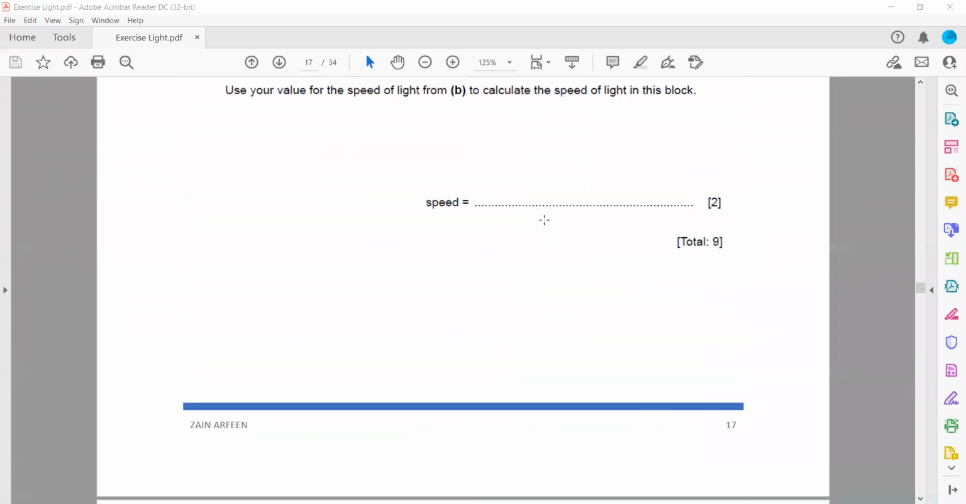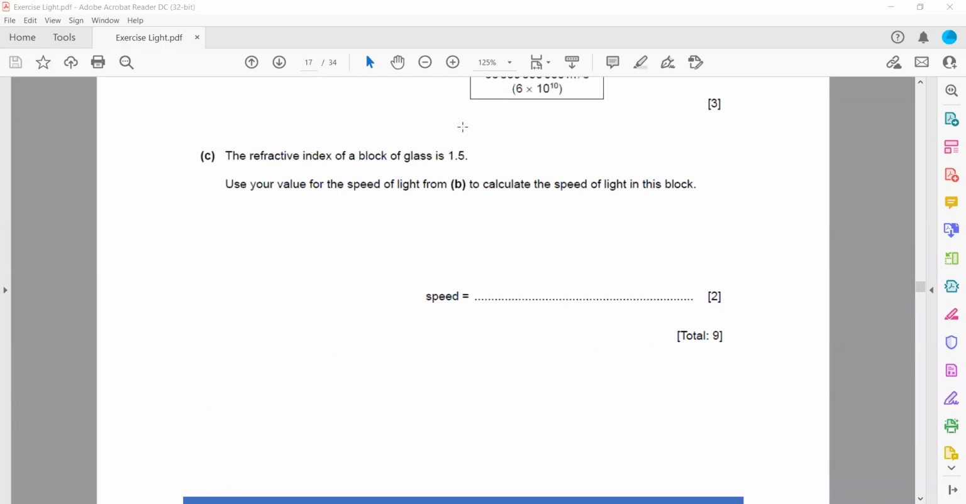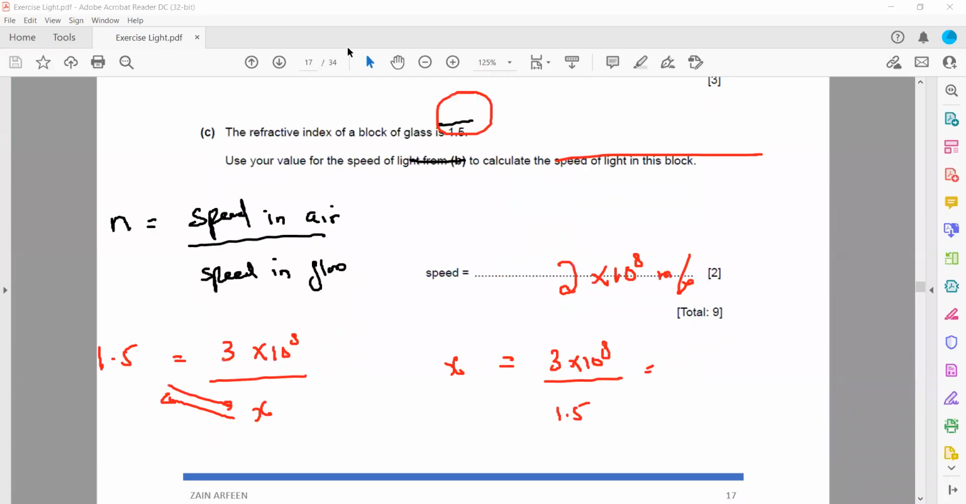We don't multiply, as you can see here. If you see this x, the formula is refractive index is speed of light in air divided by speed of light in glass. Refractive index is 1.5, speed of light in air is 3 exponent 8, and speed of light in glass is x. So this x first will be multiplied there. You can solve in steps if you find it difficult to directly move the two numbers. So x is divided here, x will be multiplied.